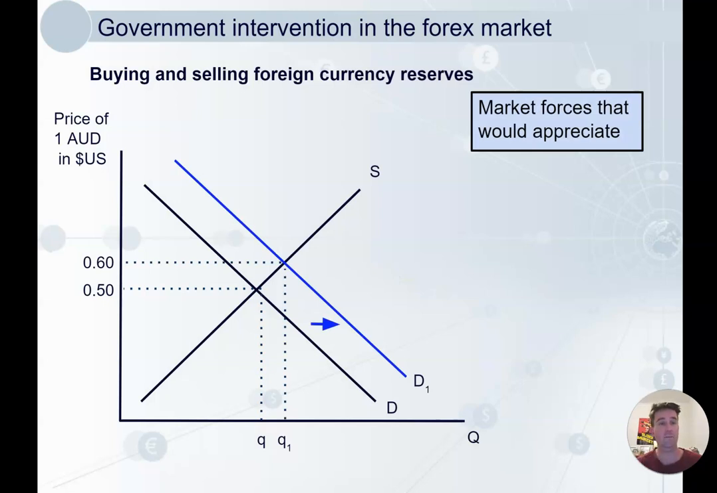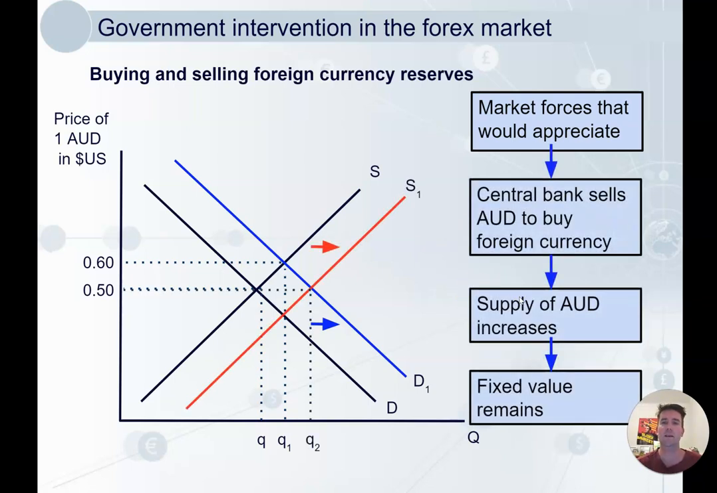Let's say it goes the other way. For whatever reason, other countries buy more of our exports and our dollar appreciates, but we want a fixed currency, so we don't want that. So how do we do it? This is easy. They sell Australian dollars and they use those Australian dollars to buy foreign currency. So they will buy US dollars, for example. That increases the supply of Australian dollars, of course, and that would counteract that force and we would keep the fixed value at 50 cents.